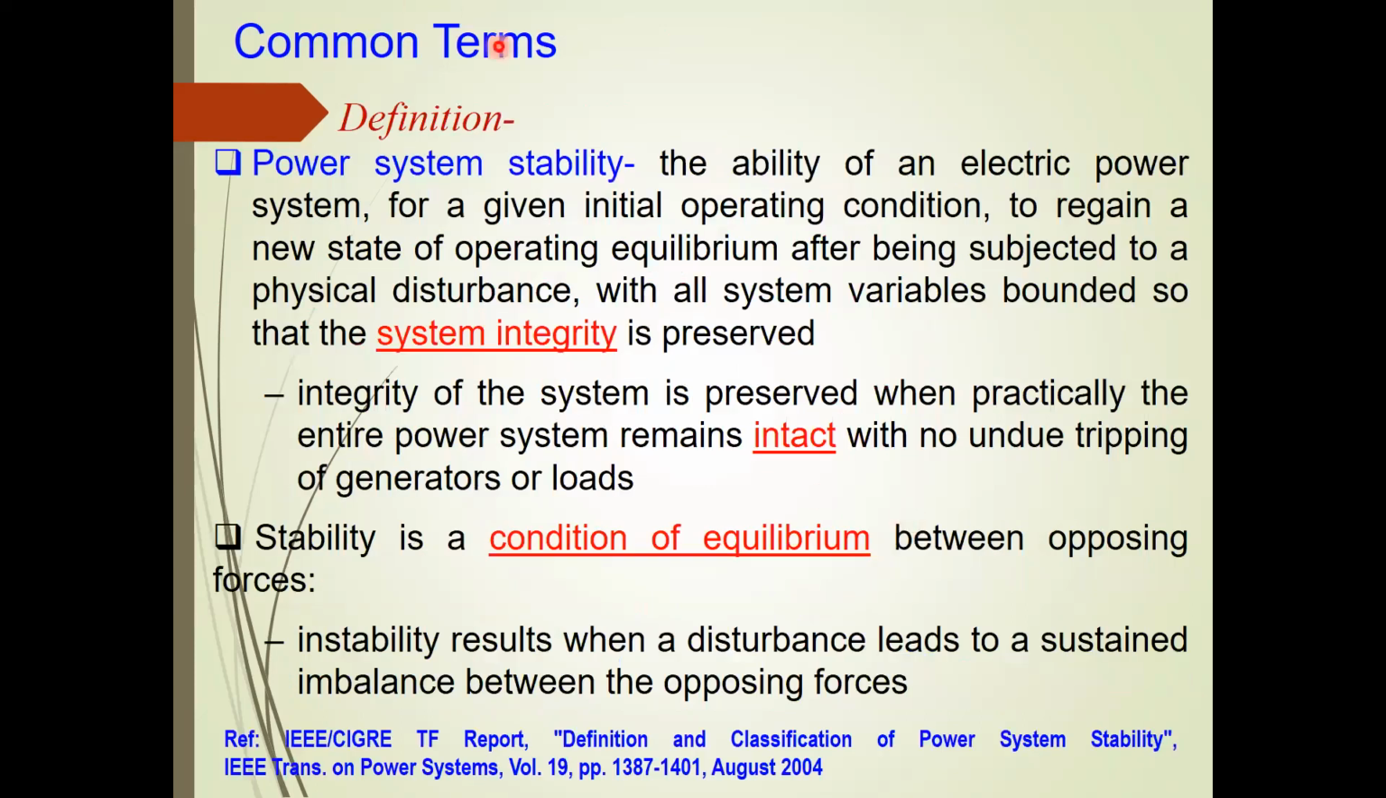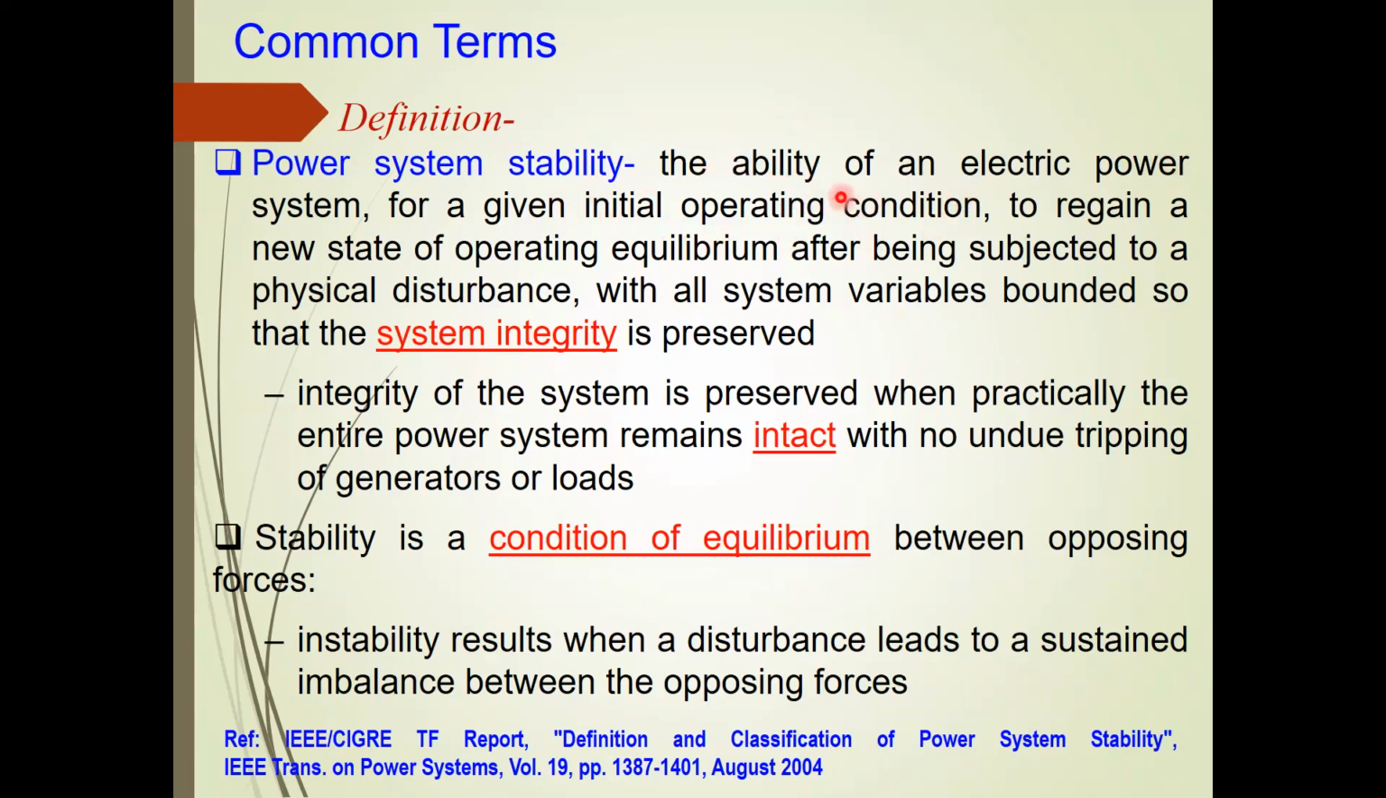Then I have a few more. So here we have the definition of how we define stability. This definition, which I have referred from a paper published long back, is again a standard definition. It says that it is the ability of an electrical power network which is at initial operating condition.